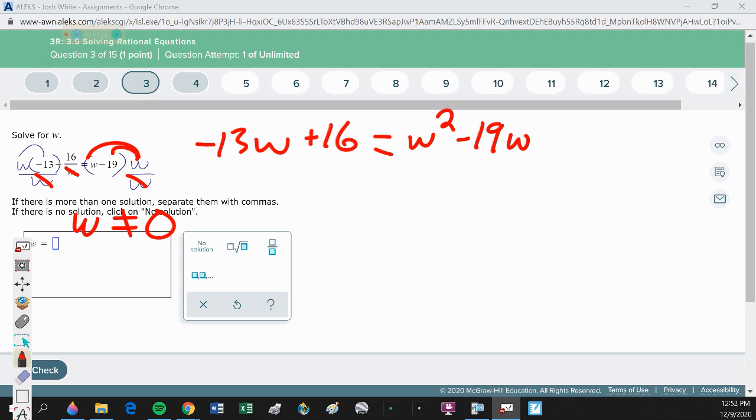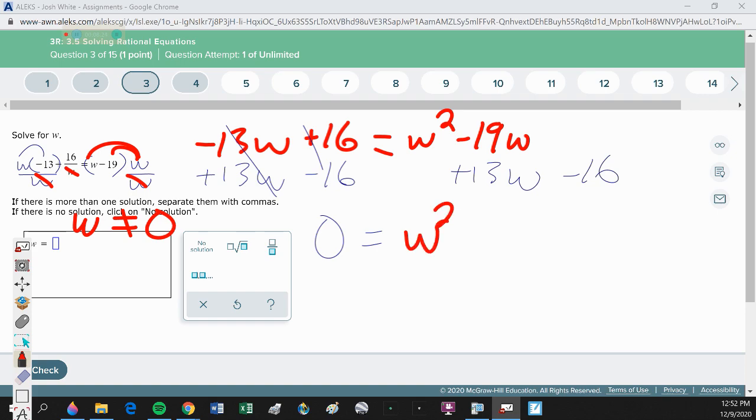This one's different because it has two answers. How do I know it has two answers? W squared. When you see w squared, instead of getting the w's by themselves, I make one side equal to 0, and I move everything to the other side. So I need to add 13w and subtract 16. So the left side is now 0, and the right side is w squared minus 6w minus 16.